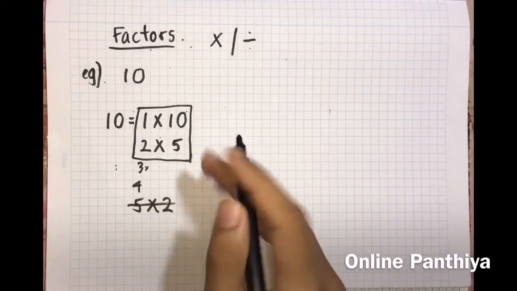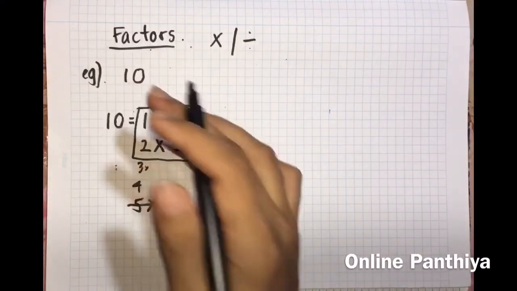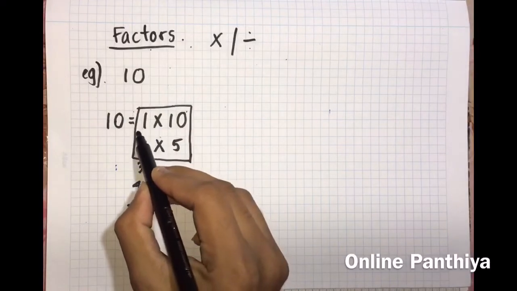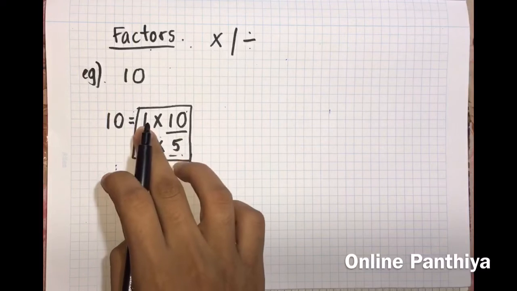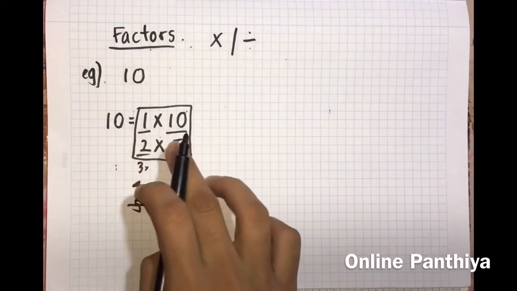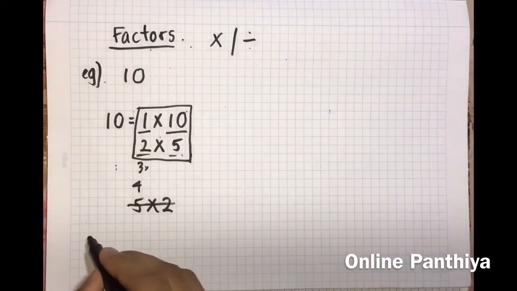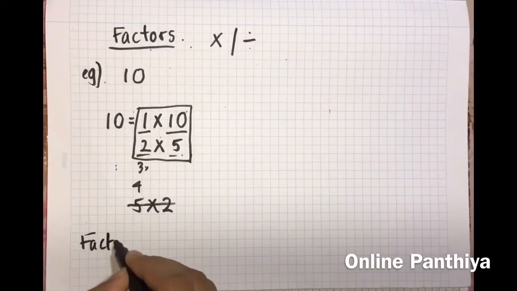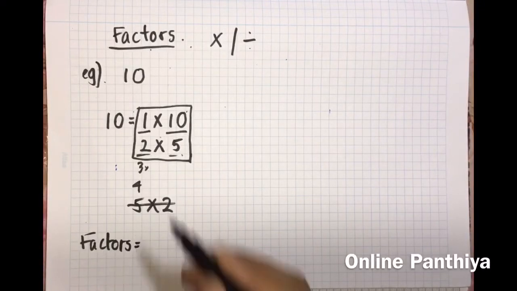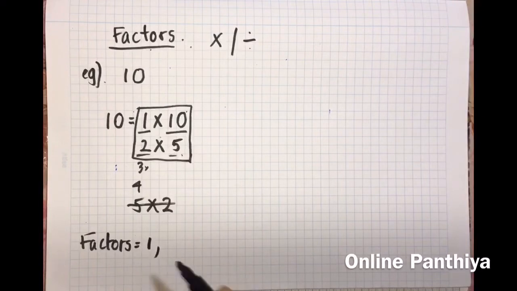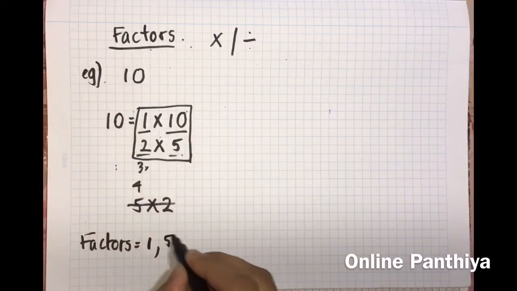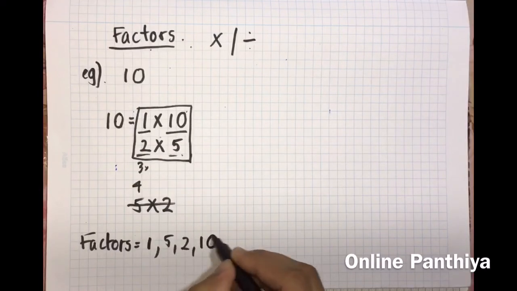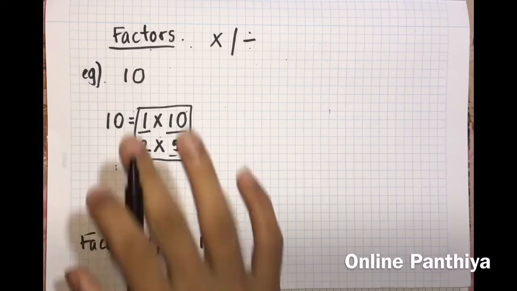Now observe, the factors of 10 are each of these numbers. These are the factors. This is a number, this is a number, this is a number. So you can say the factors are, including commas, 1, 2, 5, 10. There is no order. You can even change it and write 1, 5, 2 and even 10. No harm. Clear? So these are the factors of 10.